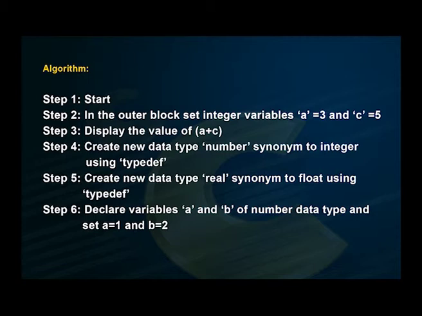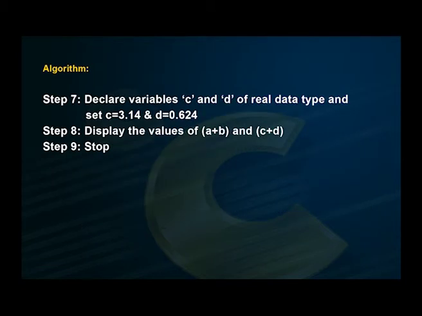Step 6, declare variables a and b of number data type and set a equal to 1 and b equal to 2. Step 7, declare variables c and d of real data type and set c equal to 3.14 and d equal to 0.624. Step 8, display the value of a plus b and c plus d. Step 9, stop.